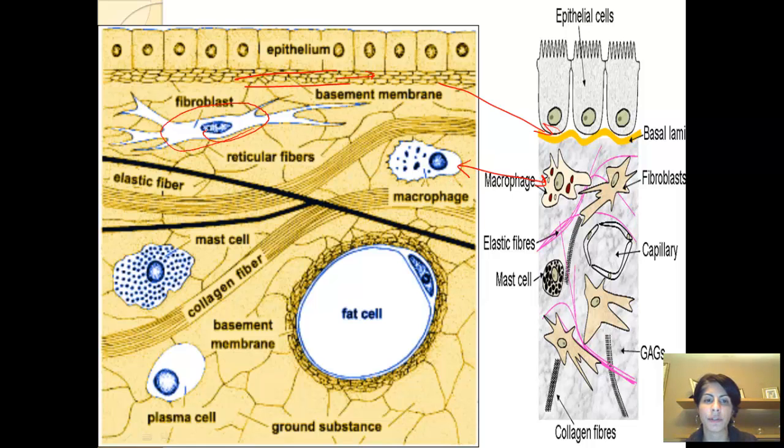Here's some fibroblasts that are responsible for making those fibers, elastins, elastic fibers, and also collagen. So here's collagen right here, elastin right here. Here's elastin right here, and collagen right here. You'll also see mast cells, and they're not in here. Fat cells as well in this matrix in the background, and plasma cells.